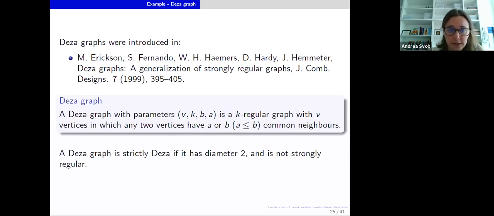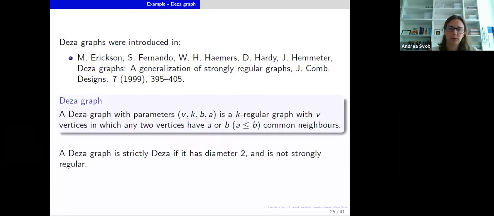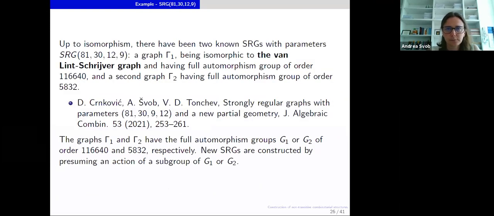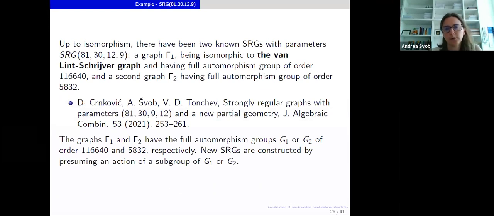This is the definition of the Deza graph, but we can also say it is strictly Deza if this Deza graph has diameter 2, but it is not strongly regular. So that's why I mentioned that this graph is strictly Deza. It has the parameters of a strongly regular graph, but it is not strongly regular.